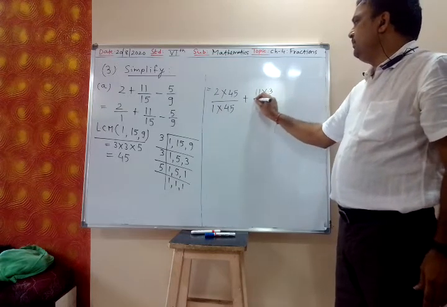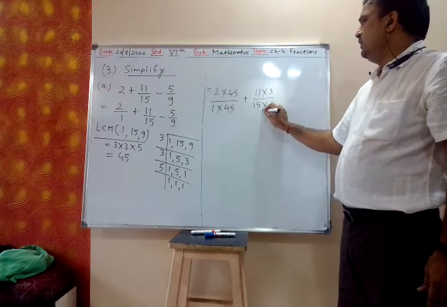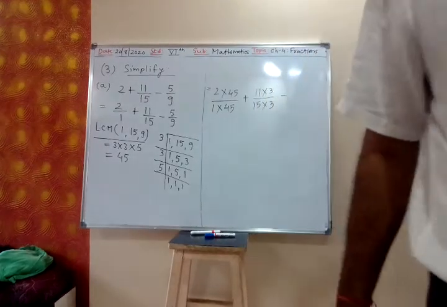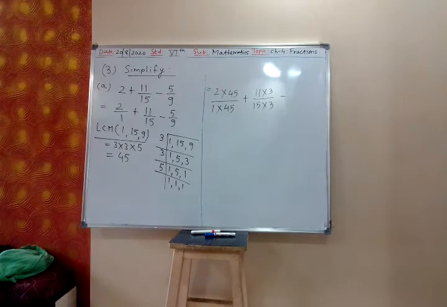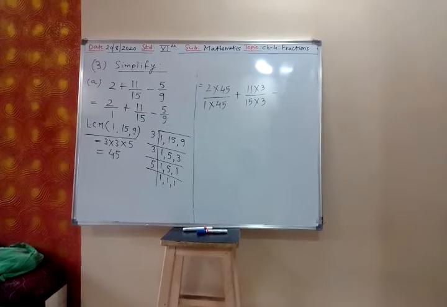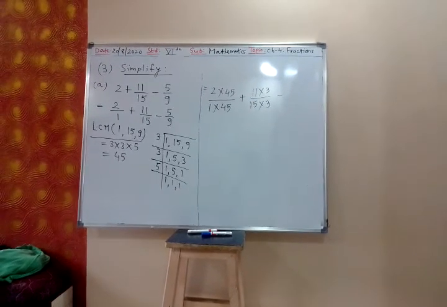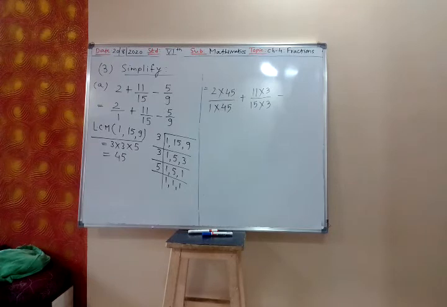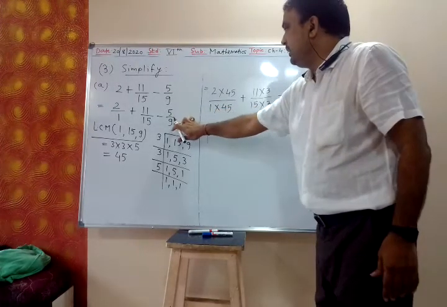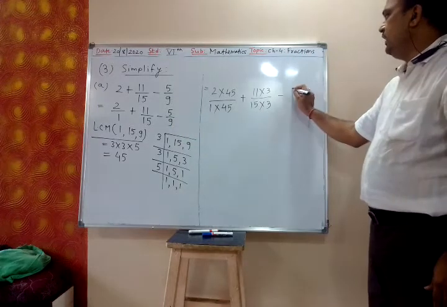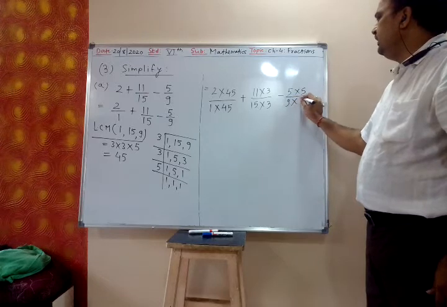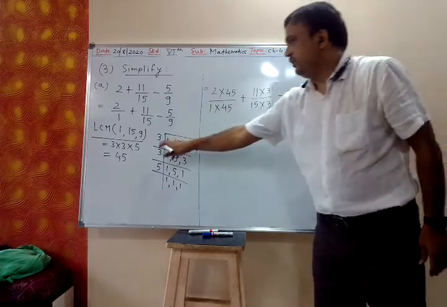So 11 into 3 upon 15 into 3. Now minus 5 by 9. We want denominator 45, so this 9 I will multiply by 5. So 5 into 5 upon 9 into 5. I have to make the denominator of each fraction 45.